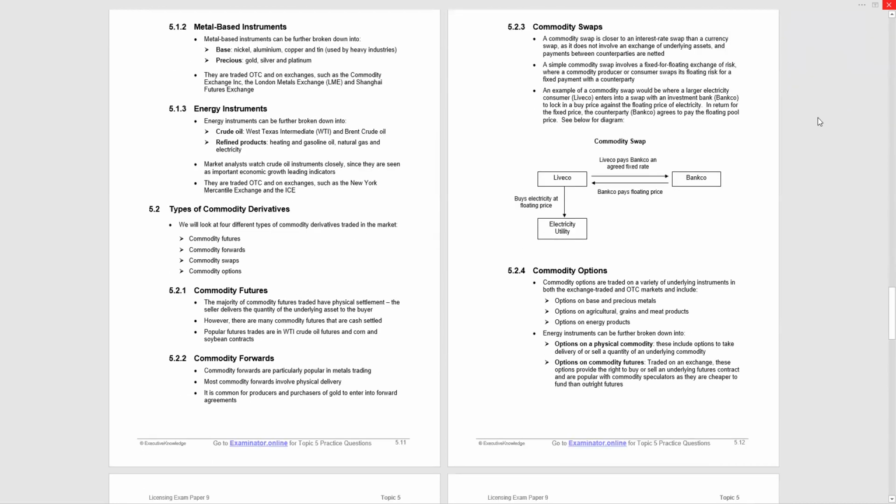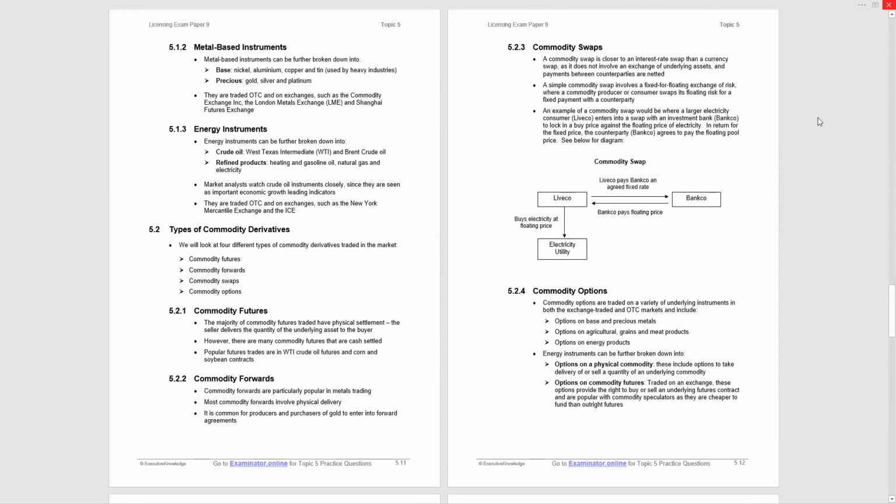Now, continuing with the commodity derivatives, metal-based instruments. We've got base metals: nickel, aluminium, copper, and tin. And we've got the precious metals, gold, silver, and platinum, and derivative products are provided for all of those. They are traded over the counter and on exchanges, and the exchanges can be the Commodity Exchange, London Metals Exchange, and the Shanghai Futures Exchange.